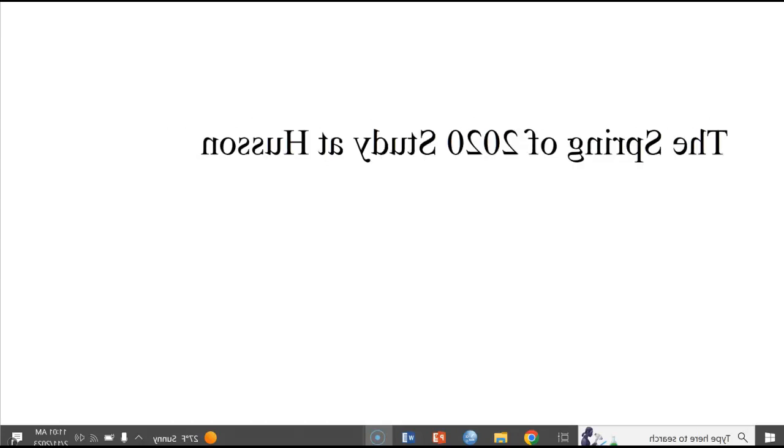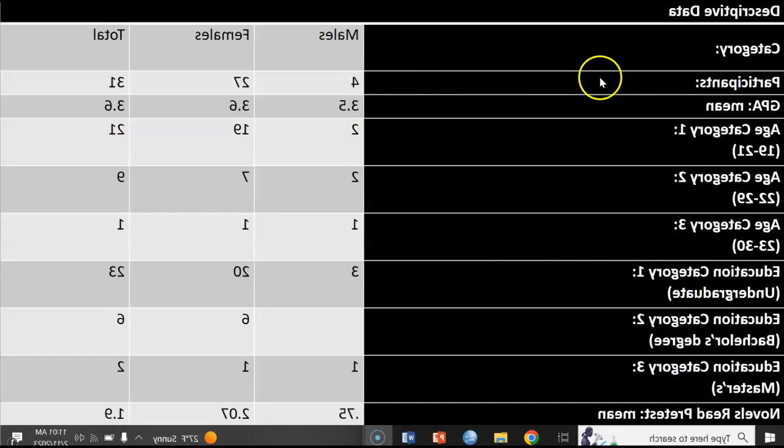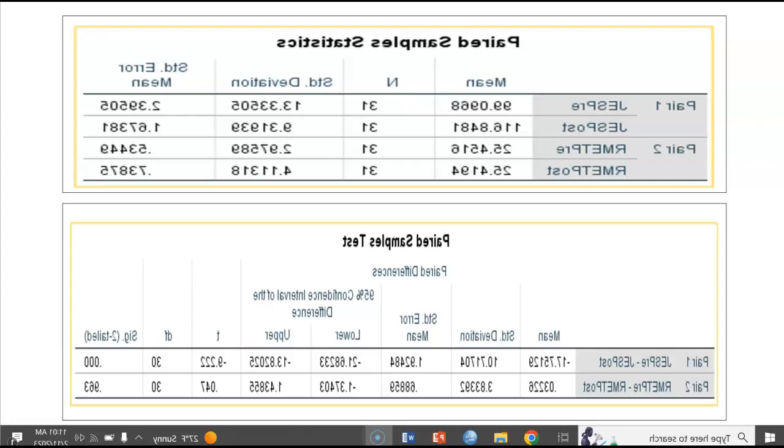Spring of 2020, this is the first study at Hudson. 31 students involved, mostly female, graduate level, high achieving kind of students. What did it find? We did 2 different surveys in this initial study. One was the Jefferson Empathy Scale. One was the Reading the Mind and the Eyes Test scale. We did these pre and post.